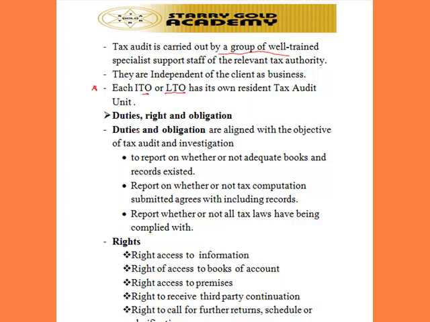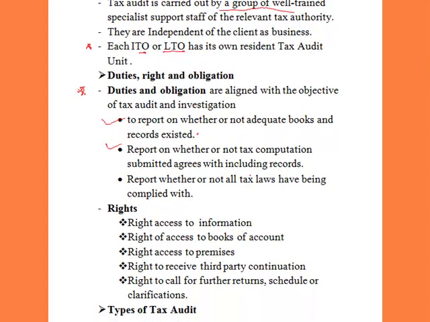Okay, now what are the duties, rights and obligations of the tax auditors? The duties and obligations are usually aligned with the objectives of tax audit and investigation. So the duties and obligations will be in line with what we have discussed. 1. To report on whether or not adequate books and records existed upon which the tax computation would have been based. Then 2, to report on whether or not the tax computation submitted agrees with the underlying records, so that there wouldn't be disparity. Then 3, to report whether or not all tax laws have been complied with.